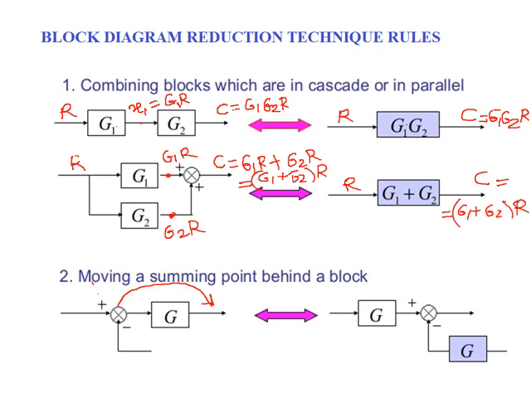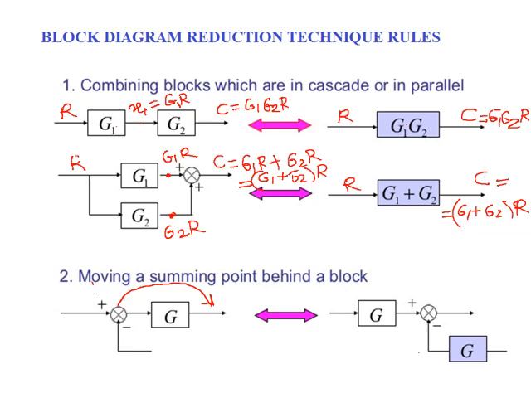Here it is given that after shifting of summing point, we have to add one more block G. Why am I saying one more? Look at this. Here we are shifting the summing point after the block G, so we have to add a block G here. Suppose this block's gain is G1, so we will put G1 here.